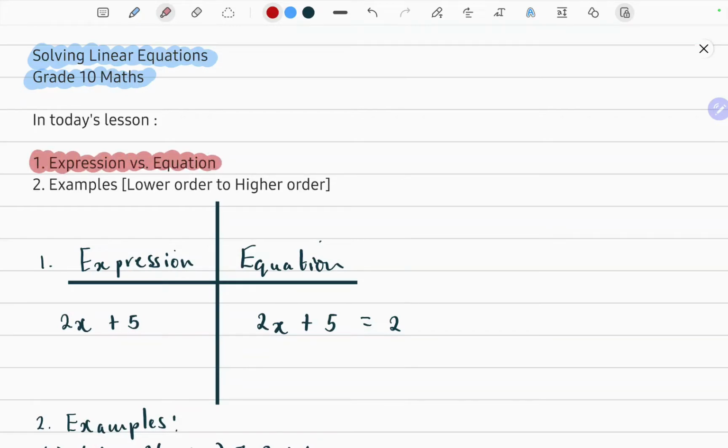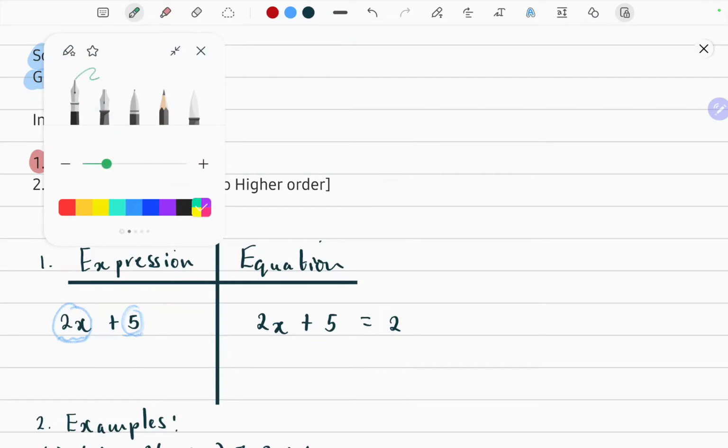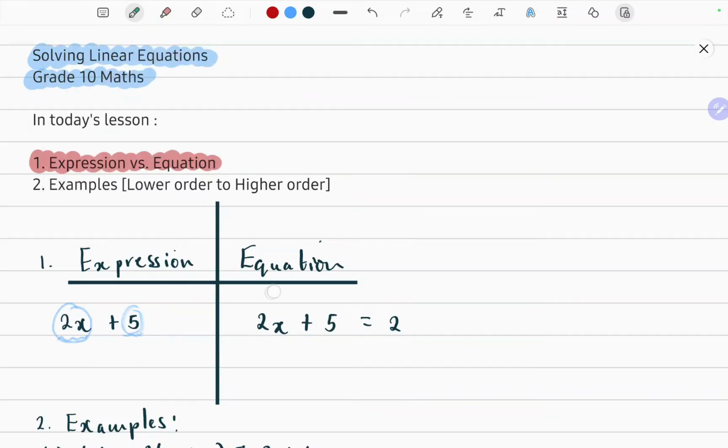So I'm going to start off with an expression. An expression is always made up of terms. These here are referred to as terms. So this expression is made up of two terms and one operator. So the important thing to know about an expression is that it is made up of terms and operators. And the whole thing together is called an expression.